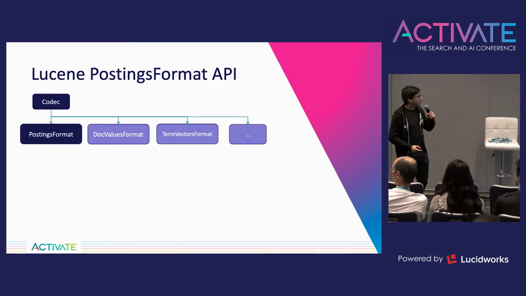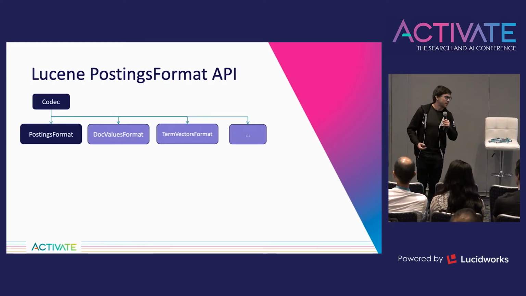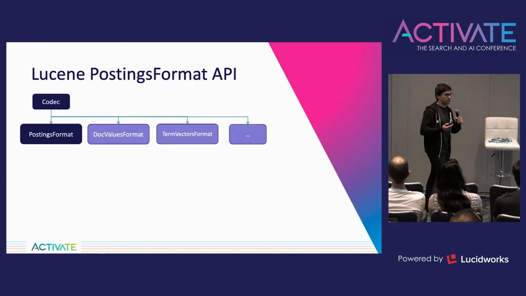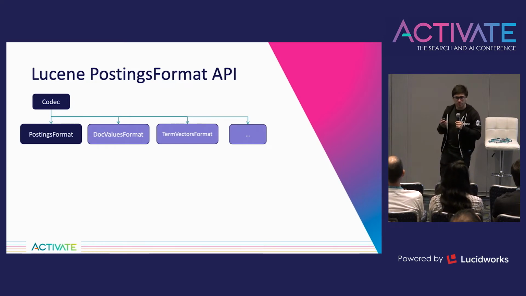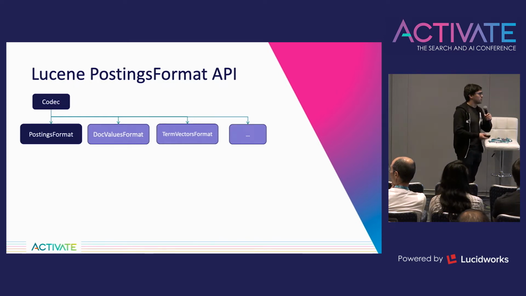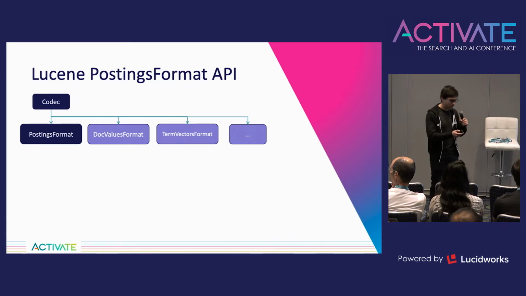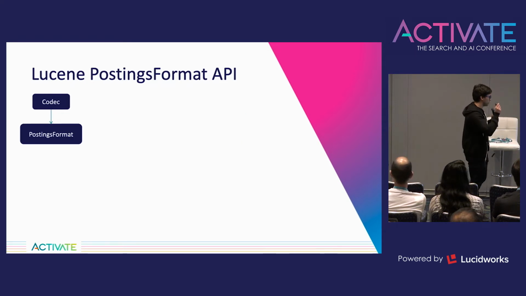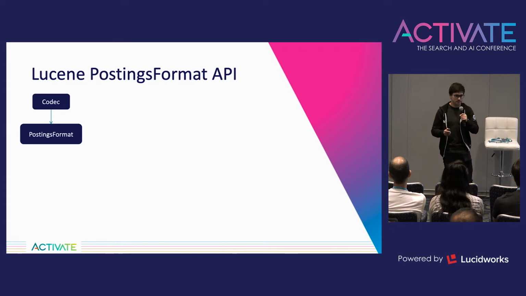So first, what is a posting format? A posting format is the way we store the inverted index. In Lucene, we get the posting format from the codec, and the codec has several parts of the Lucene index, such as doc values format, term vector format, etc. But today, we're just going to focus on the PostingsFormat API.